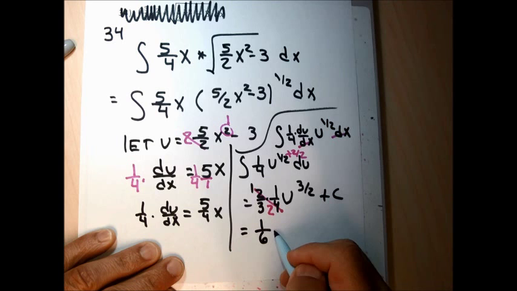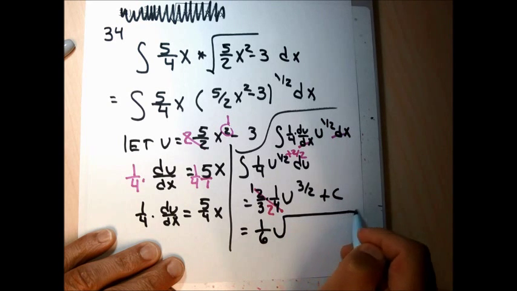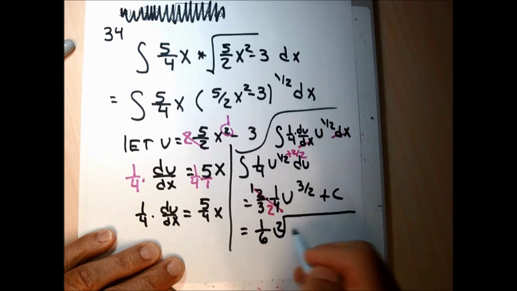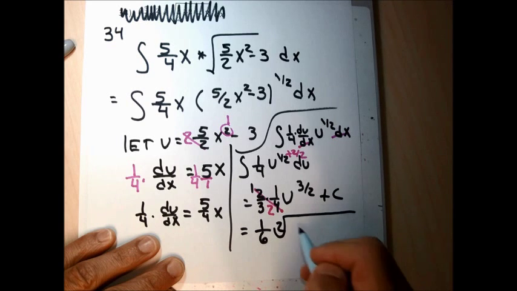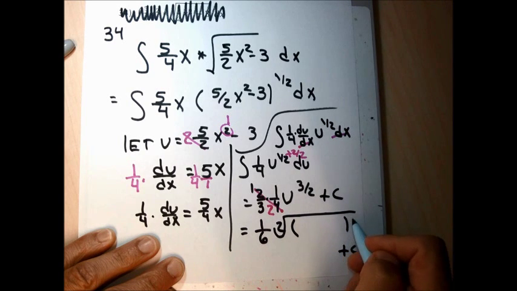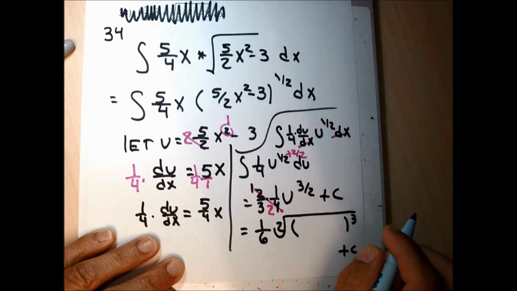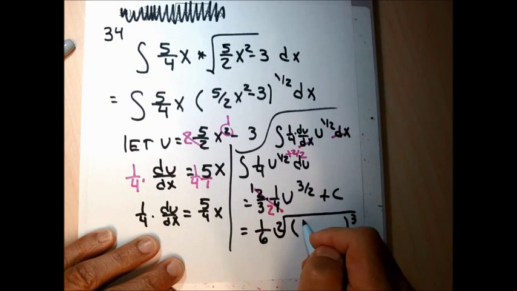And now I'm going to do two things. I'm going to write this as a radical, so the 2 is going to be the denominator. Forgot the plus c. And under the parentheses, I would have a u cubed. But I'm going to change my u to 5/2 x squared minus 3.